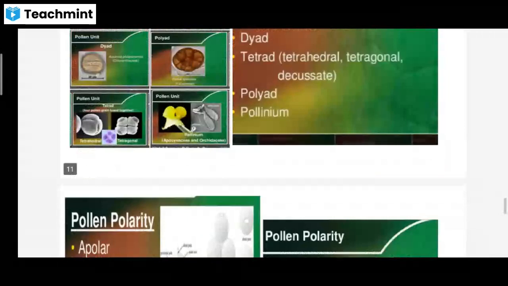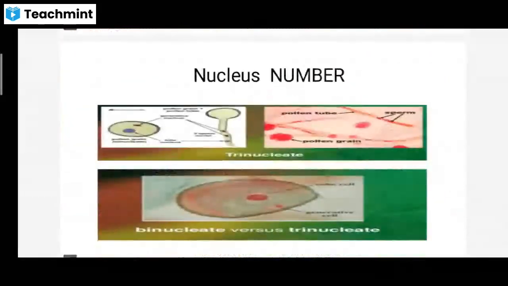Friends, now see the nucleus number in pollen grains. It may be trinucleate, that is having 3 nuclei, and may be binucleate, that is having 2 nuclei. When the germ tube is formed in the male gametophyte generation, it contains 2 male nuclei as a generative nucleus and 1 tube nucleus, that is trinucleate.